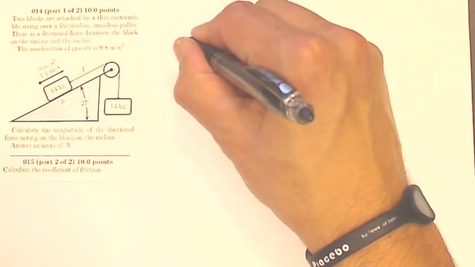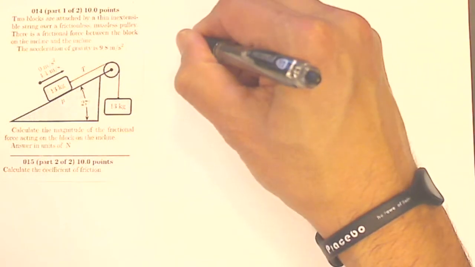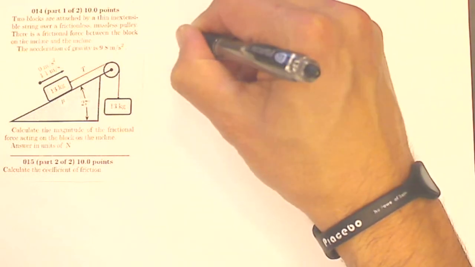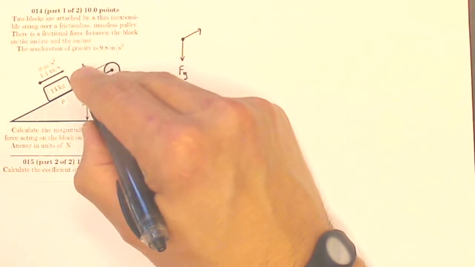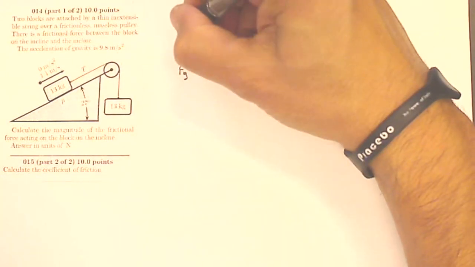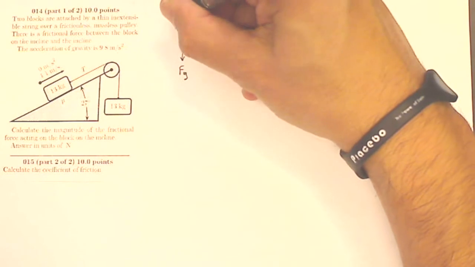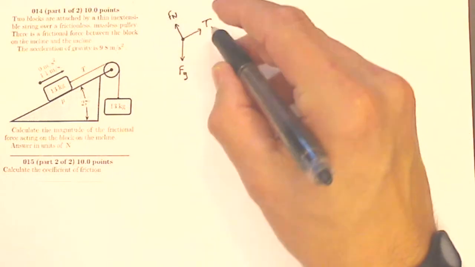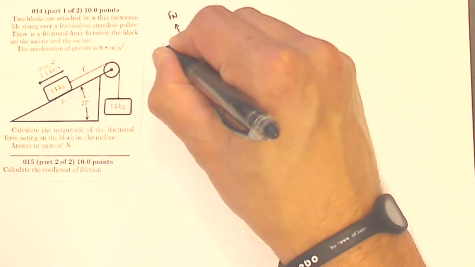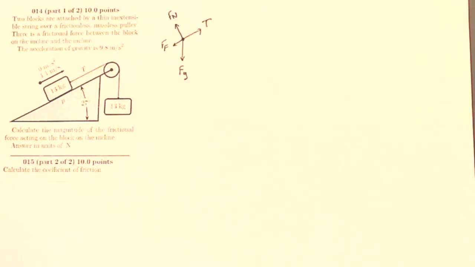Well, that block on the incline has a couple of forces on it. It's got gravity pulling down. It has a tension pulling this way, which they label as just big T, so I'm going to write just big T. It's got a normal force pushing this way. And since there's friction and it's moving up the ramp, I'm going to say friction must be down the ramp in this case, because it's opposite the direction of motion.